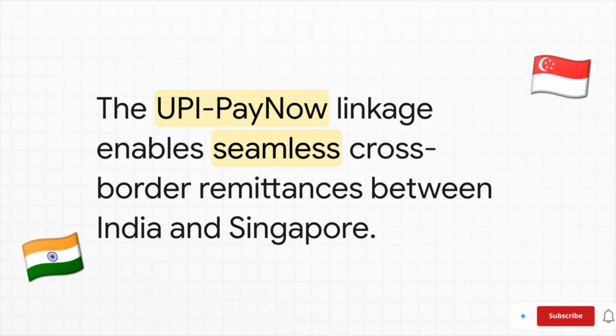FIRE, super easy to remember, but incredibly powerful in its impact. And here's the really cool part. India isn't just building this technology for itself. We're taking our DPI global. A fantastic example is the UPI Pay Now link with Singapore, which allows for instant, low-cost money transfers between the two countries. I mean, this is literally the future of international payments.